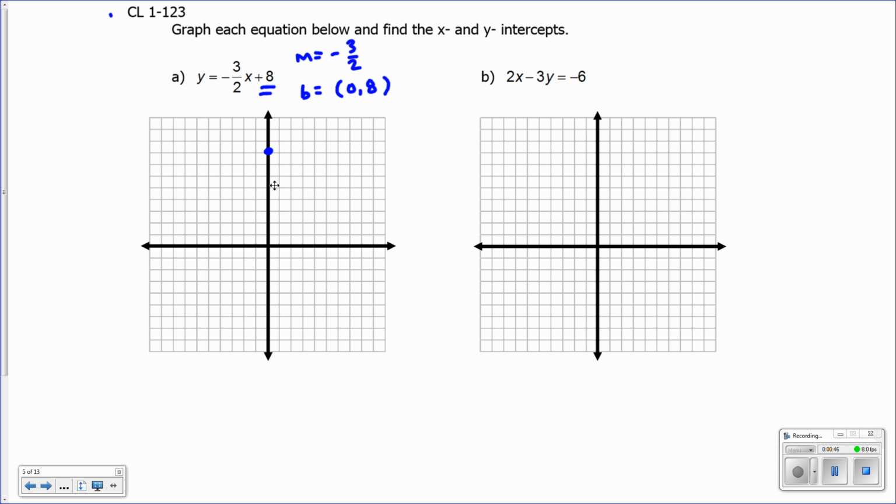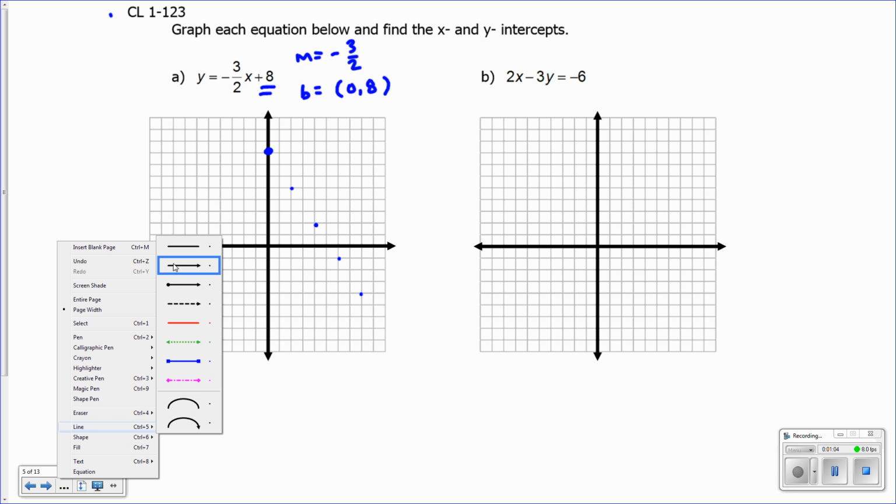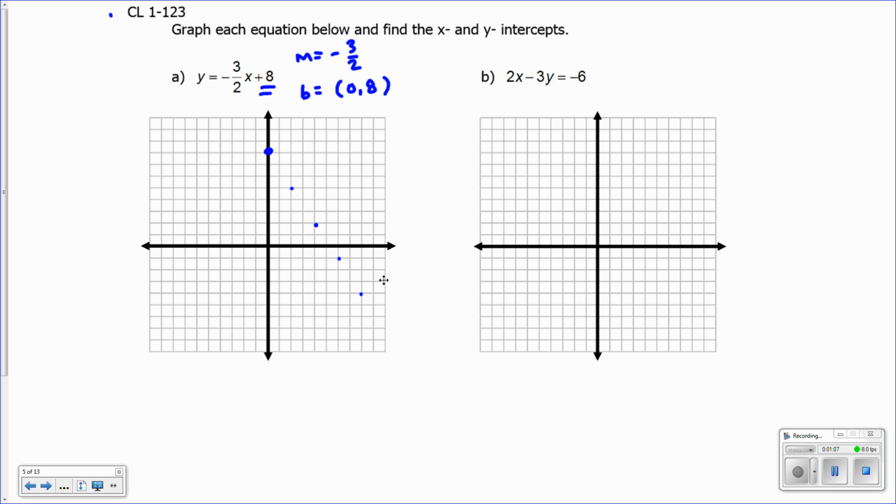1, 2, 3, 1, 2. Repeating that down 3, right 2 pattern. Yay. All right, so let's see here. Let's get out our line tool here. Let's put our line through our points. Goes there, goes there.